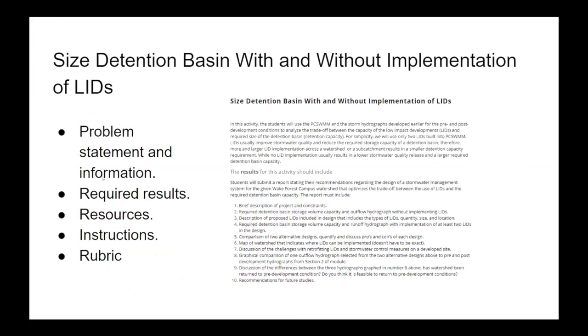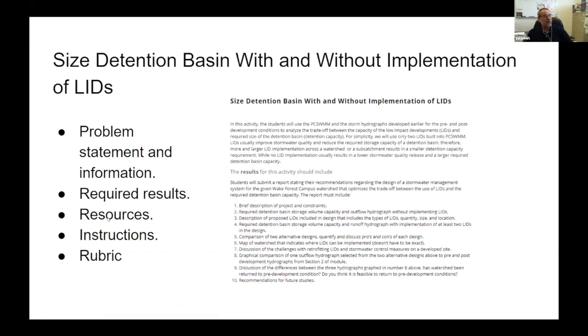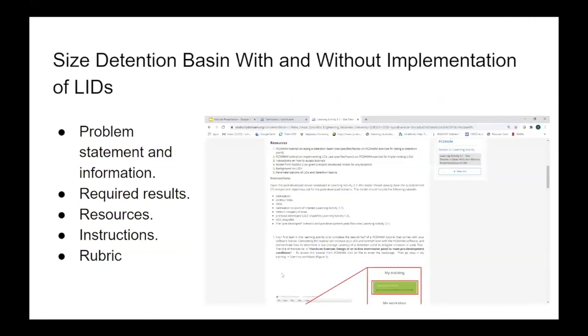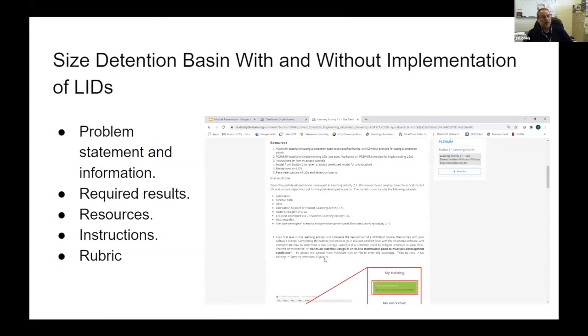And then, as usual, it's an authentic problem. We require that they create a report. We tell them exactly what results we are looking for, so there are 10 of those to be included in the report. We give them some sources of information, including those hands-on exercises and instructions on how to access and go through them. And then finally, there is a rubric for grading their report at the very end. That's the end of our presentation.